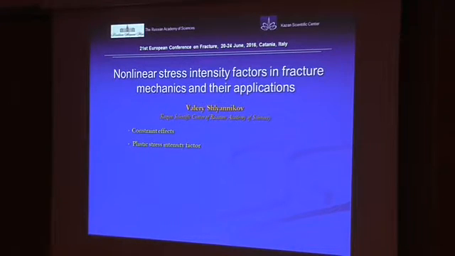Then is the plastic stress intensity factor formulation. Next is the creep stress intensity factor. Then is some application of nonlinear stress intensity factor in the form of critical distance determination, surface crack behavior, mixed mode crack growth rate, creep and fatigue interaction, and finally some examples of real structural integrity assessments.